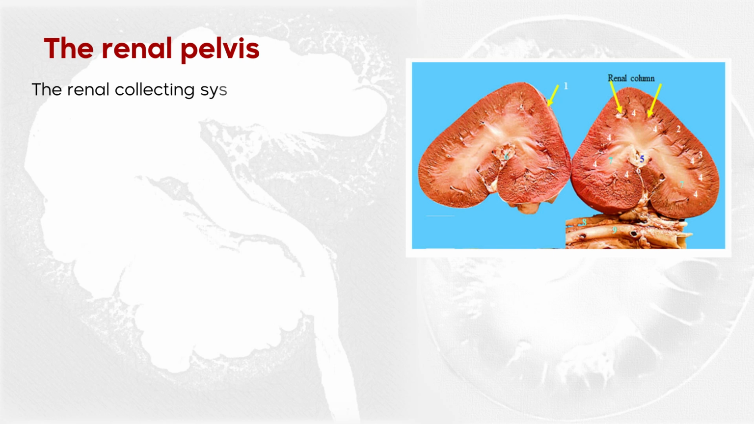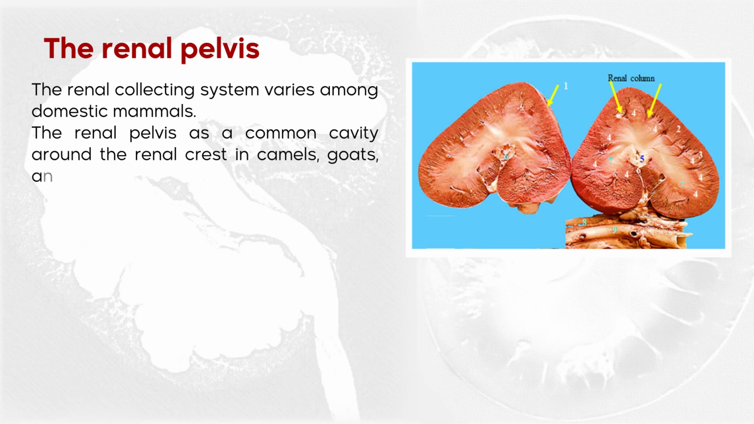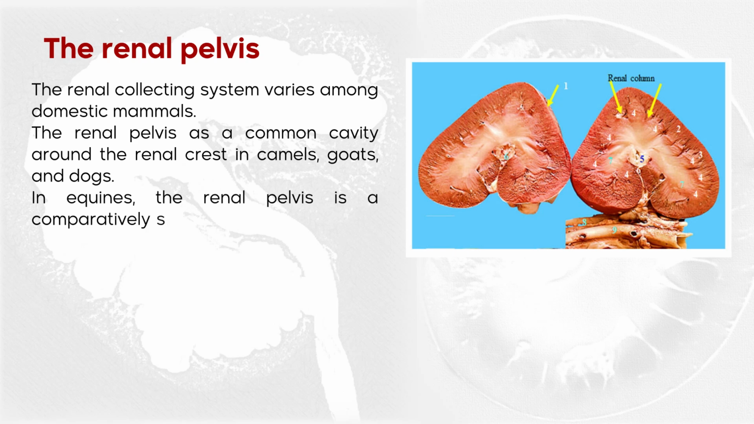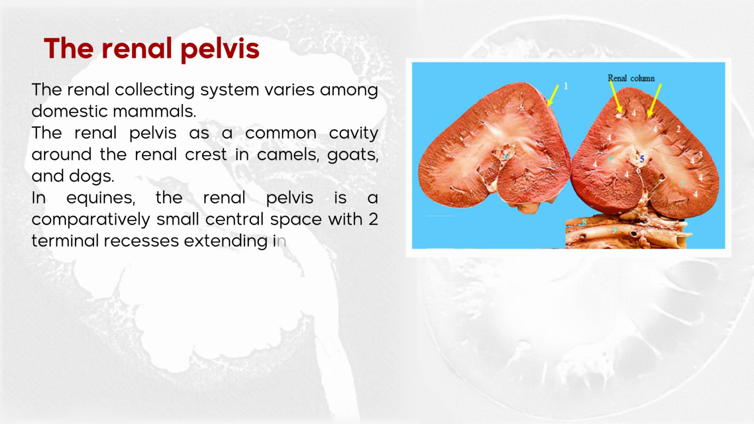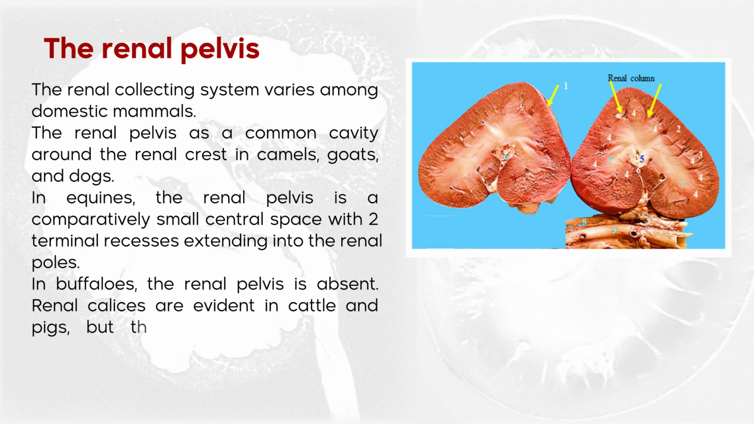The renal pelvis. The renal collecting system varies among domestic mammals. The renal pelvis is a common cavity around the renal crest in camels, goats, and dogs. In equines, the renal pelvis is a comparatively small central space with two terminal recesses extending into the renal poles. In buffaloes, the renal pelvis is absent. Renal calyces are evident in cattle and pigs, but they are absent in other domestic mammals.